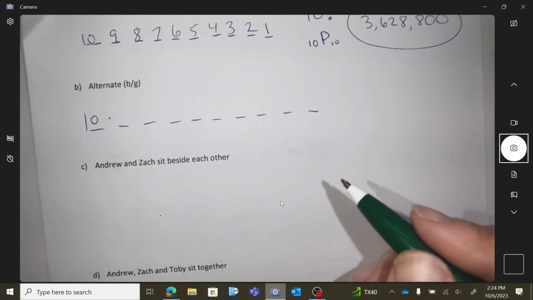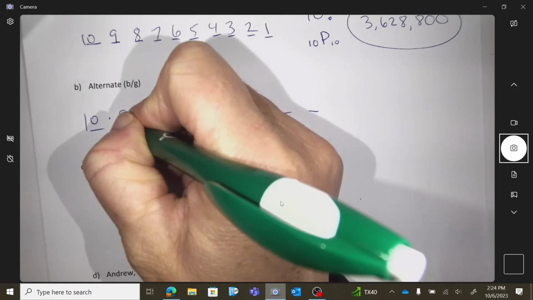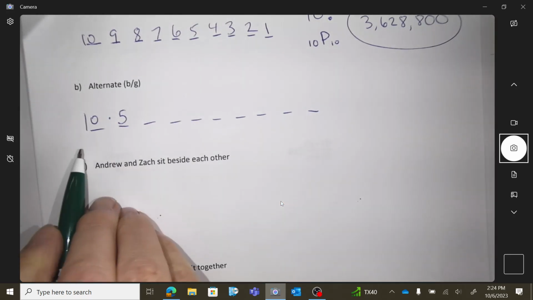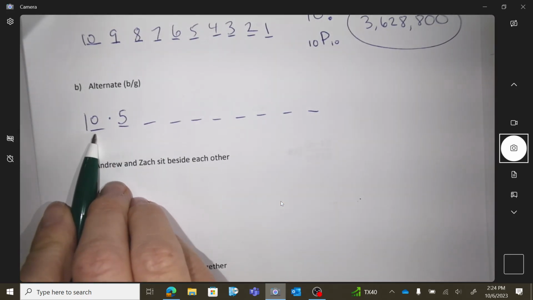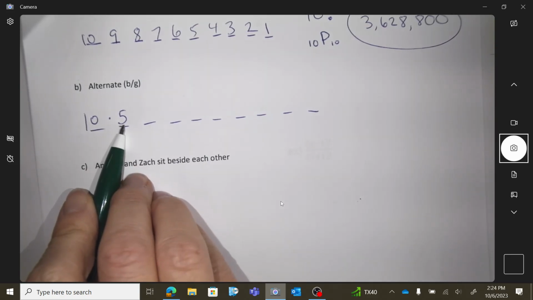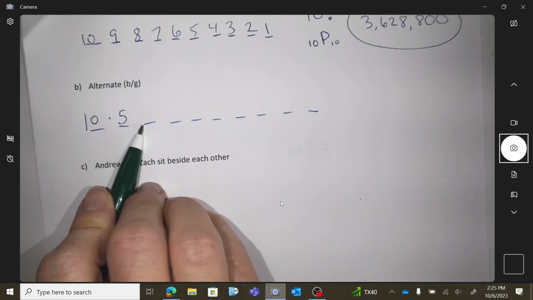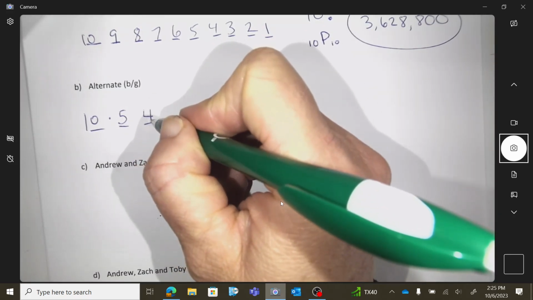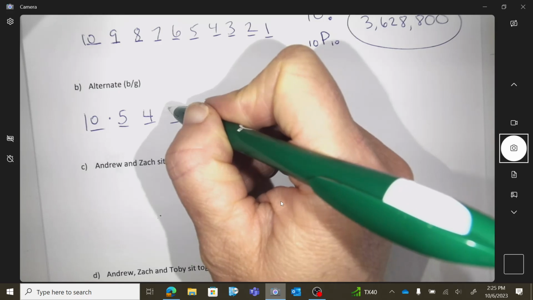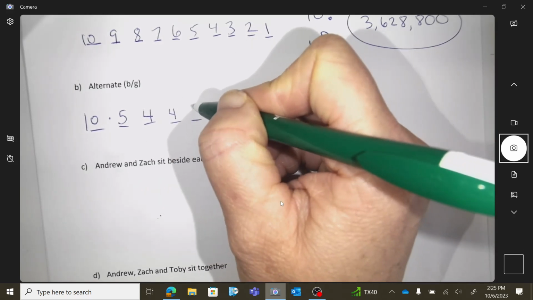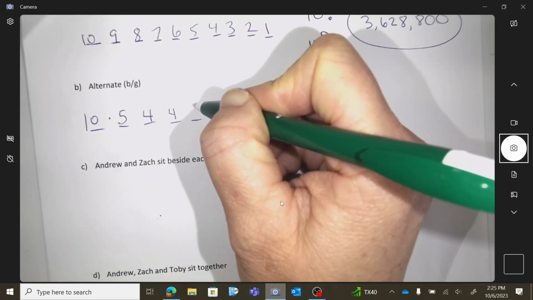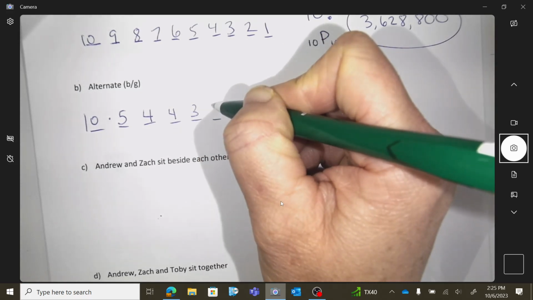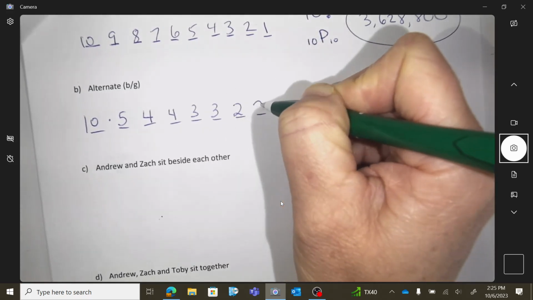Not 4. 5. Okay? So why don't we pretend we put a boy there? So now we jump to a girl. How many girls do I have? 5. So then this would mean I'd have to jump back to a boy. So now how many am I at? 4 boys. And then 4 girls. Now I'm back to a boy. 3. Back to girls. 3, 2, 2, 1, 1.